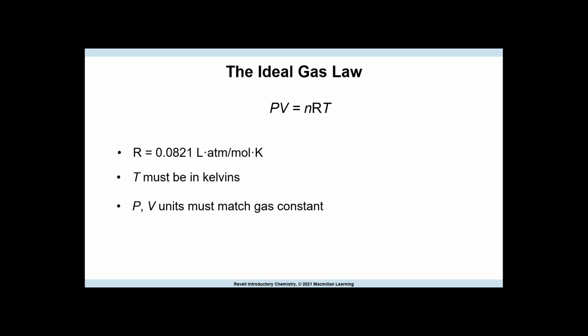When using the ideal gas law, it is important to make sure that the temperature is expressed in kelvins and the units of volume and pressure align with the values included in the gas law. For instance, in the gas law we have liters and atmospheres, so your values for volume and pressure have to be in those units.